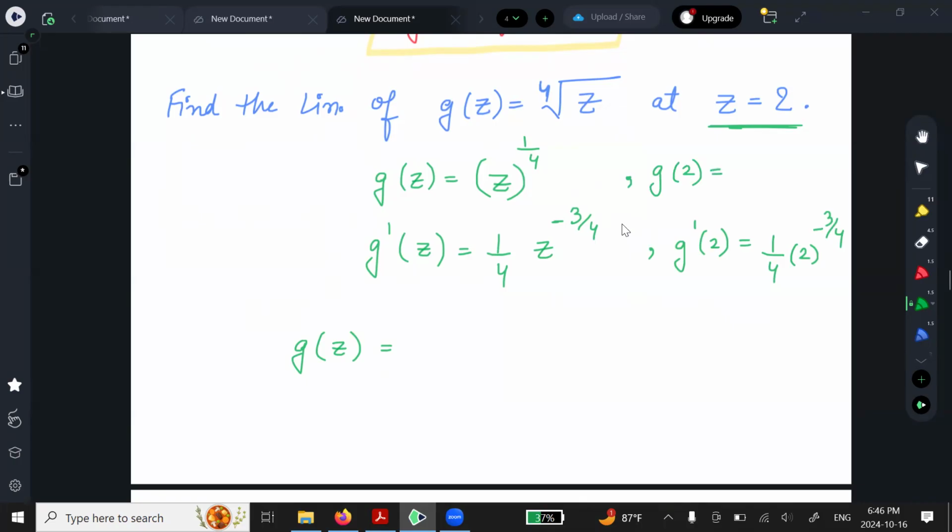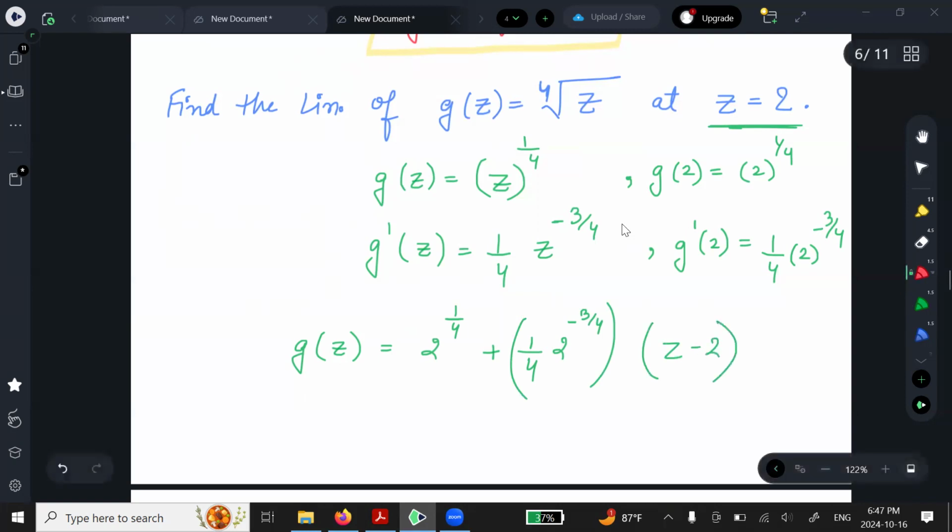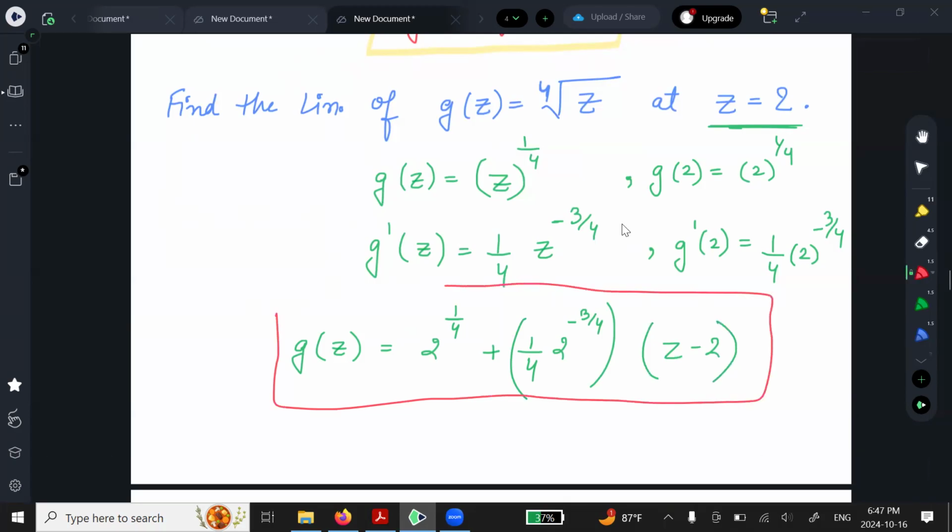G of 2. So this is just copying steps down for every problem, but you have to differentiate, plug in the given point, then apply everything in one formula. When I plug in everything in the formula above, the linearization will be 1 over 4, 2 to the power negative 3 over 4, times z minus 2, right? That's why I picked a different variable, so that you just have more things to practice. Good? You can leave it like that.